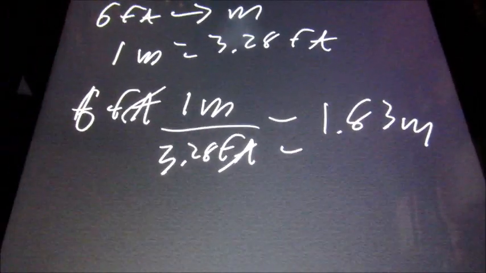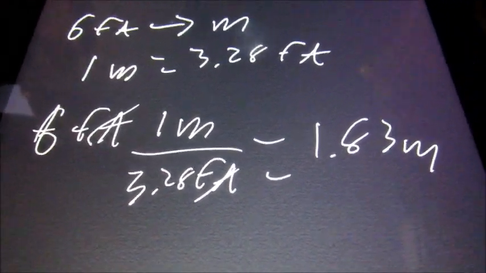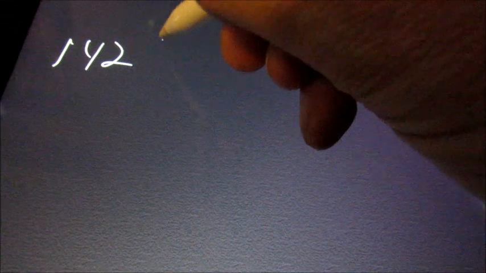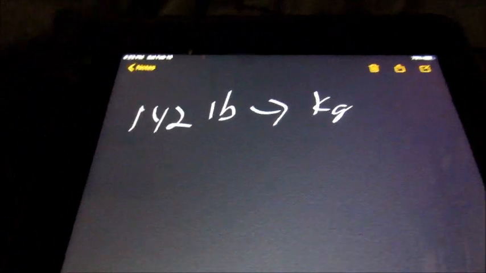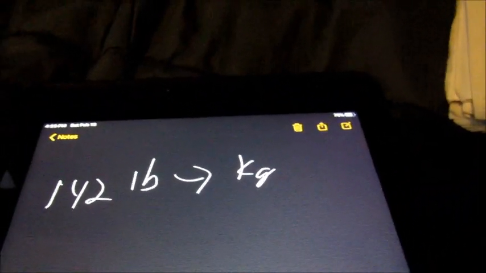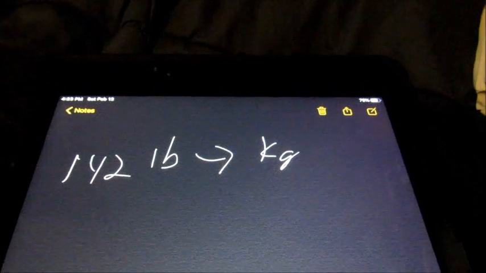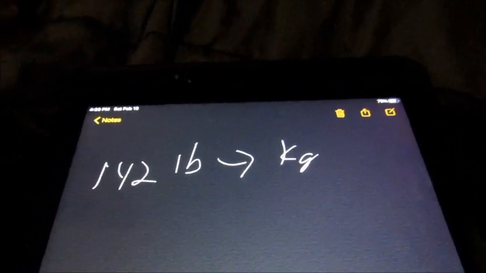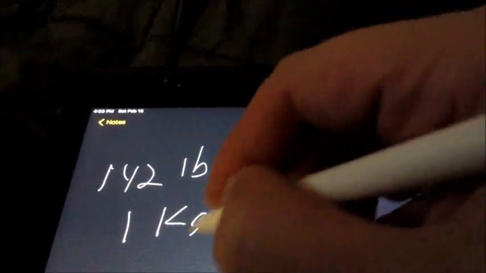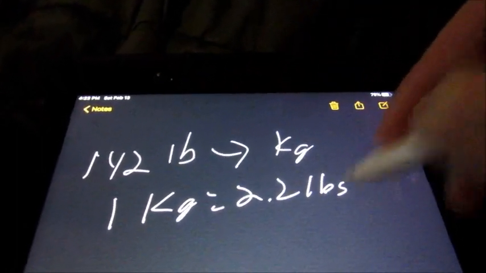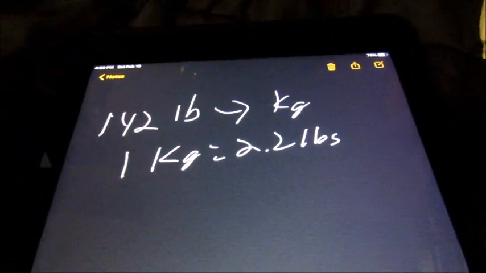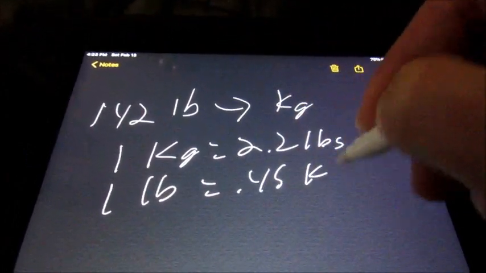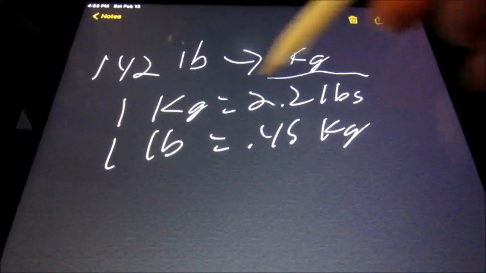1.83 meters. Next, let's say we have 142 pounds going to kilograms. So on this one, I noticed that if you use one of the conversion factors, it doesn't work right, but if you use the other one, it will. So I'm going to use the 1 kilogram equals 2.2 pounds. Just use that one. It usually works. Sometimes it doesn't. This is one where if you use the 1 pound equals 0.45 kilograms, you're going to get different answers. I'm going to use this one.